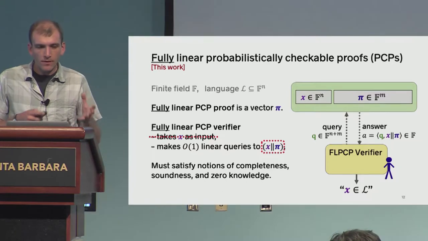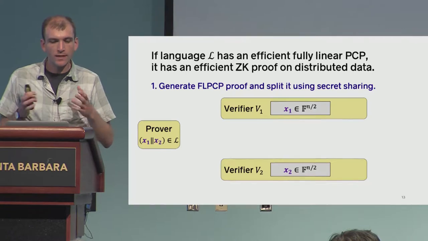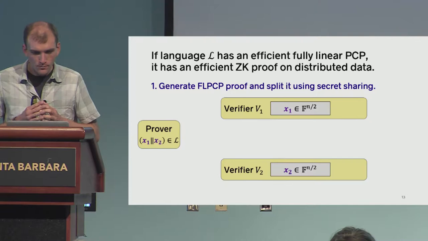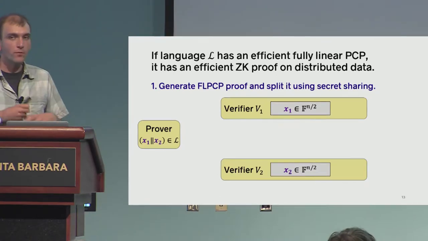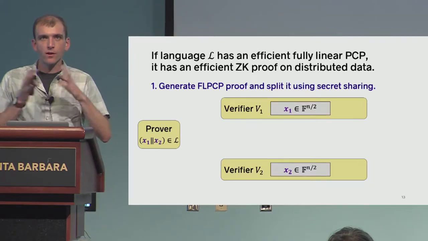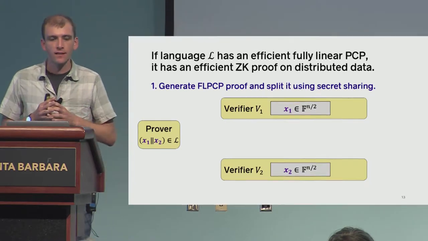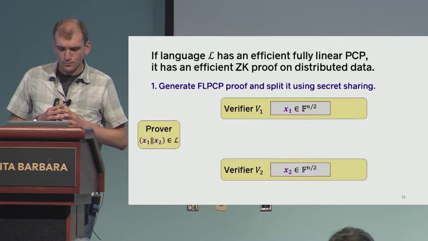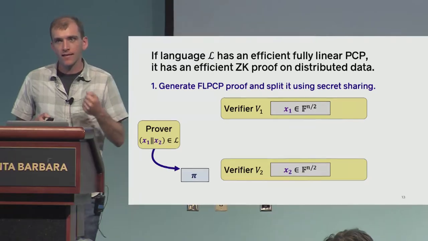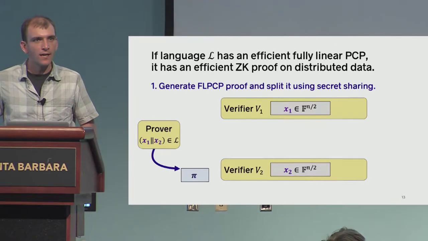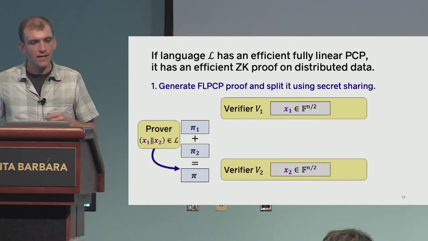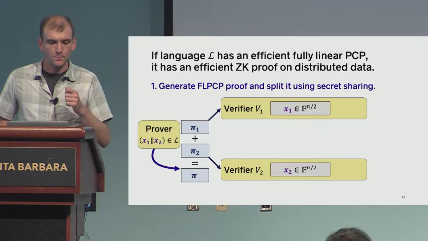So if you believe that fully linear PCPs exist for your language, then I'm going to explain to you how you use them to construct an efficient zero knowledge proof on distributed data for this language. So the way this works, again, the setting is that we have multiple verifiers, and each verifier has a piece of the input X. And the prover, who has all of X, is going to try to convince the verifiers that this X is in some language. So what the prover does is it produces a fully linear PCP proof that attests to the fact that X is in the language. It then splits this proof using a linear secret sharing scheme into two pieces, and it sends one piece to each of the two verifiers.